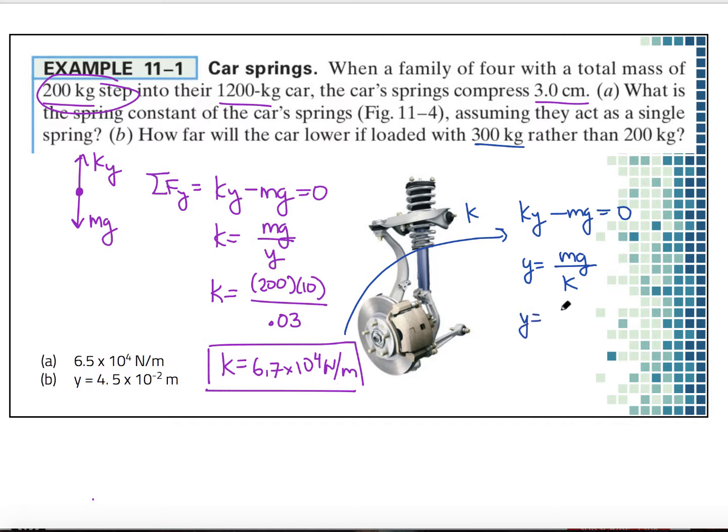Here, we simply use the mass of 300 kilograms times our g of 10, over the spring constant we calculated, which was about 6.7 times 10 to the 4th. Of course, I rounded because it was a repeating decimal. And here, our displacement would be 0.045 meters, or 4.5 centimeters.